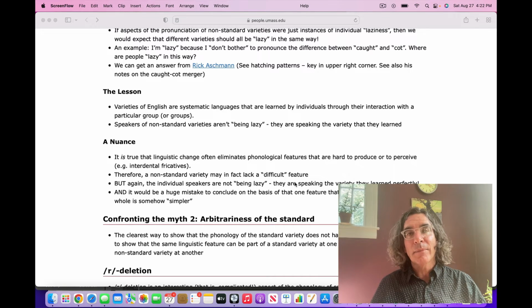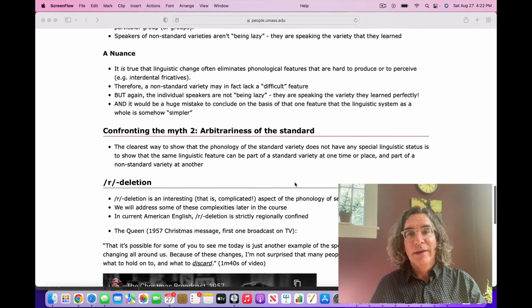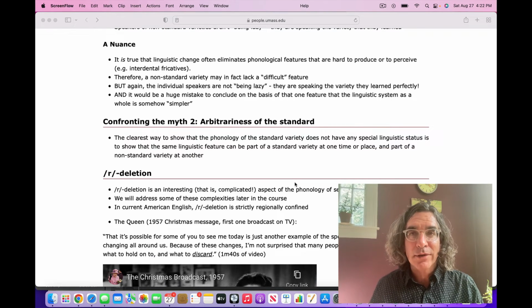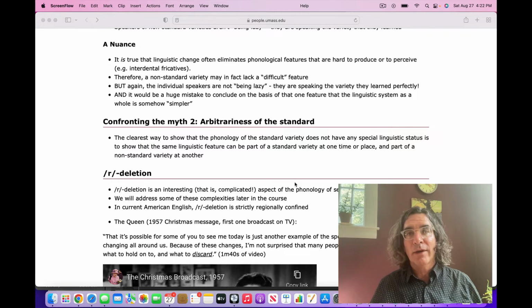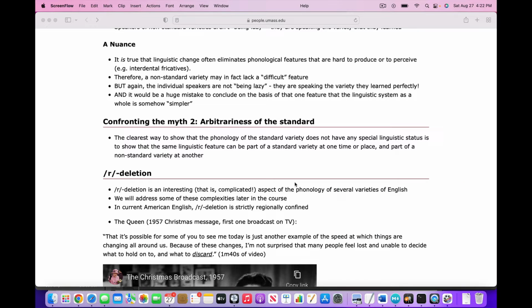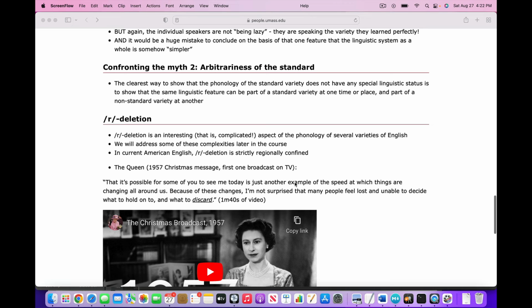The other way that I'd like to talk about confronting this myth, and I think it's a very powerful way, is based on the arbitrariness of what feature is taken to be part of the standard. We'll show that the same feature can be part of a stigmatized or standard variety from one place or another. The example that we'll talk about most is R deletion. R deletion, as we'll discuss, is an interesting, and when I say interesting, I mean complicated, aspect of the phonology of several varieties of English. We're going to address these complexities later in the course.